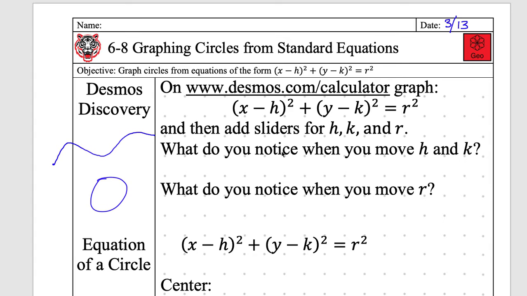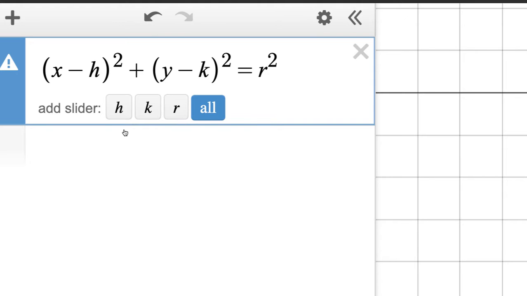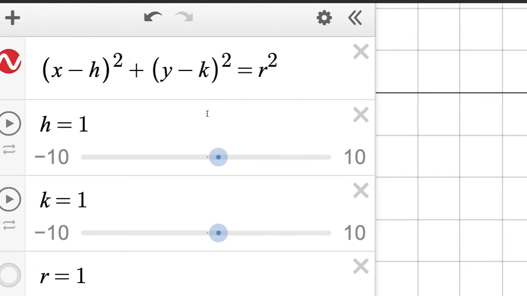The first question that I'm asking is, what do you notice when you move h and k, and what do you notice when you move r? As you're playing with these sliders, write down your observations. You're going to be sharing with a partner and then with the class. Again, I will repeat the instructions. We are typing in this formula. Once you get here, you're going to click on the all button and it will create sliders.